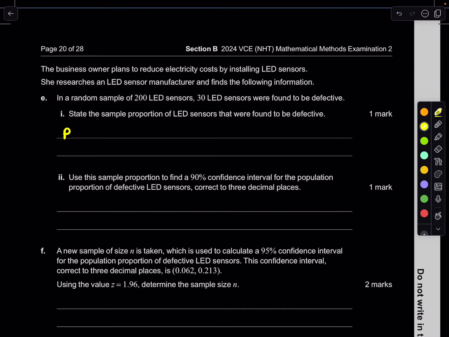So we know that the sample proportion is what? Isn't it just the formula x over n? So our x is how many? Like LED sensors, which is 30, divided by our n, the total, which is the sample of 200, which is basically 3 on 20. Easy. So let's highlight that. That was your sample proportion.